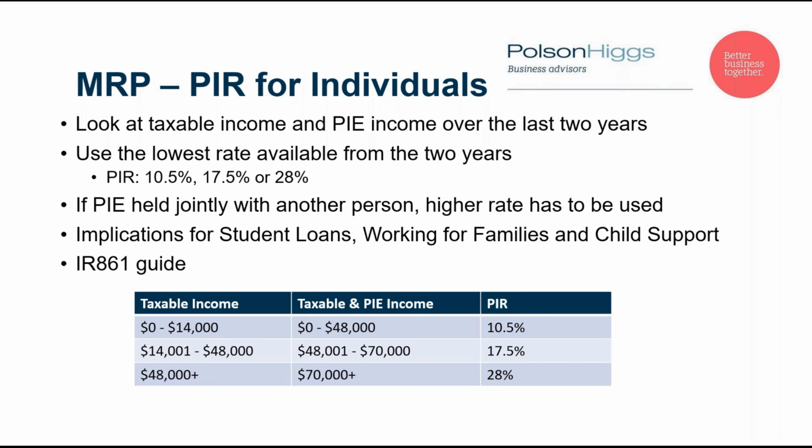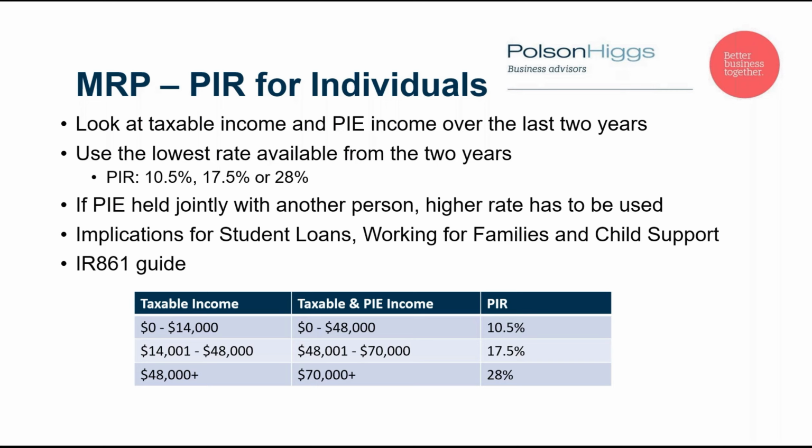And the important thing here is to look at the lowest rate from the previous 2 years. So looking at the table, someone earning up to $14,000 of taxable income and up to $48,000 of excluded and taxable PI income can use a 10.5% rate. So the result here is that PI income ends up being taxed at a bracket lower than it otherwise would be. If held in a partnership, then you would look at the highest rate of each partner.